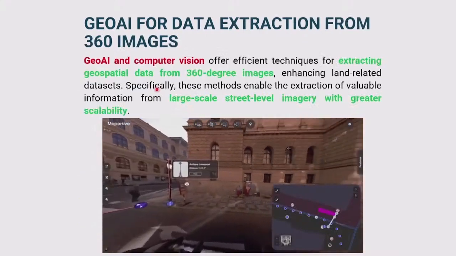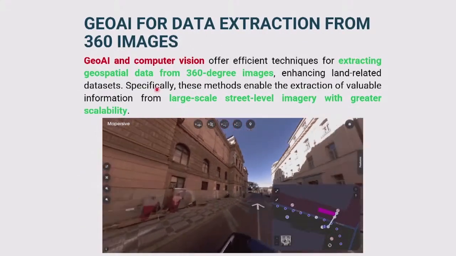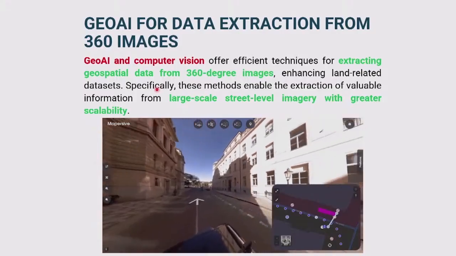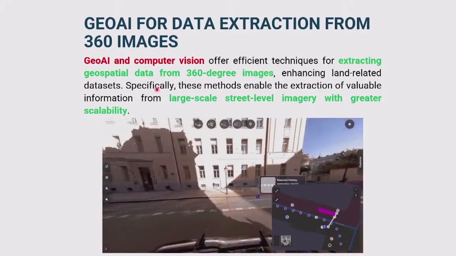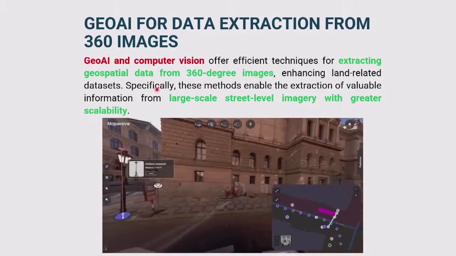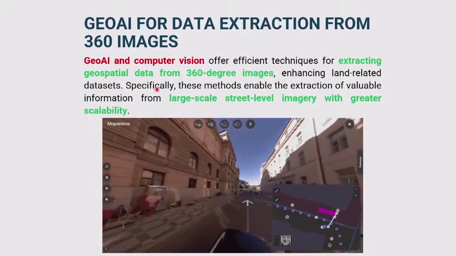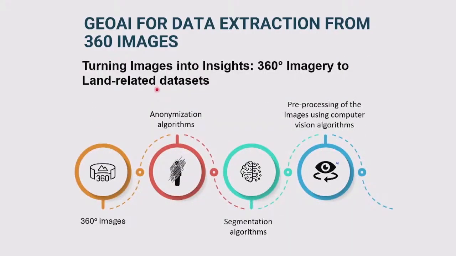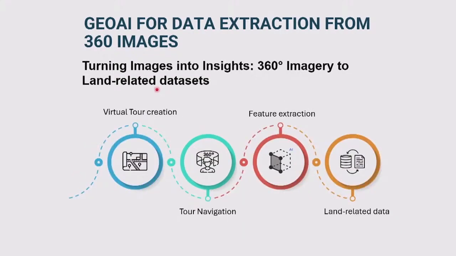So in 1 minute, another solution. This one is a SaaS, software as a service, called Mapersive. We can do extraction of street furniture, for example, and information about the buildings and the streets. We just need 360 images. We can upload them in a fully cloud solution, starting with an anonymizing algorithm by AI, a segmentation algorithm by AI, doing some kind of computer vision, and then creating tools for tour navigation in an immersive way and for doing the extraction.